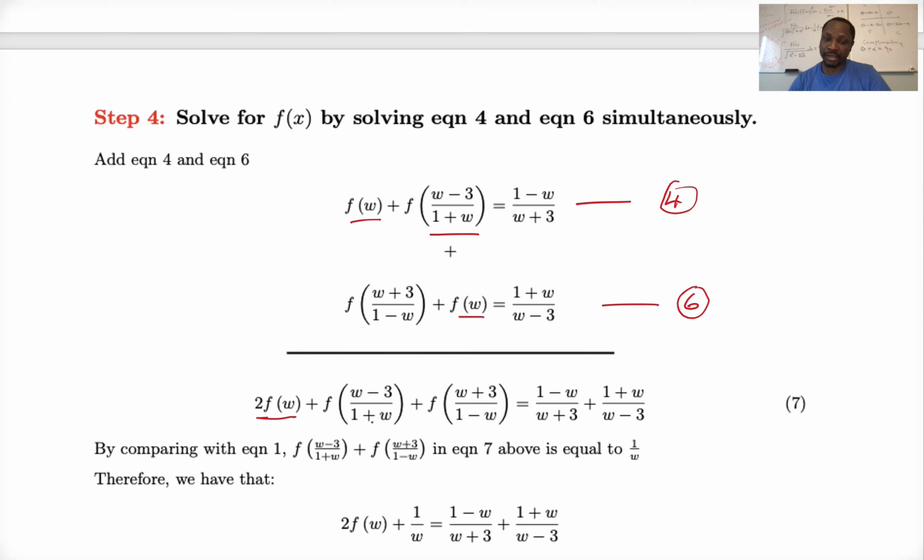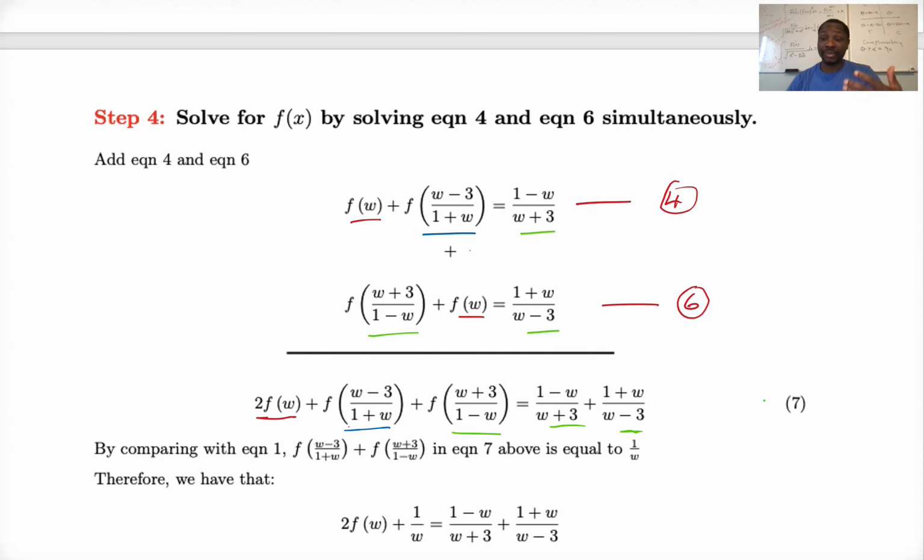This term here is here. Let me use a different color, so it's clearer. So this term, look at it here, and then finally I have this term is here. So the left hand side of both equations added together, and the right hand side of the two equations also added together to get equation 7.